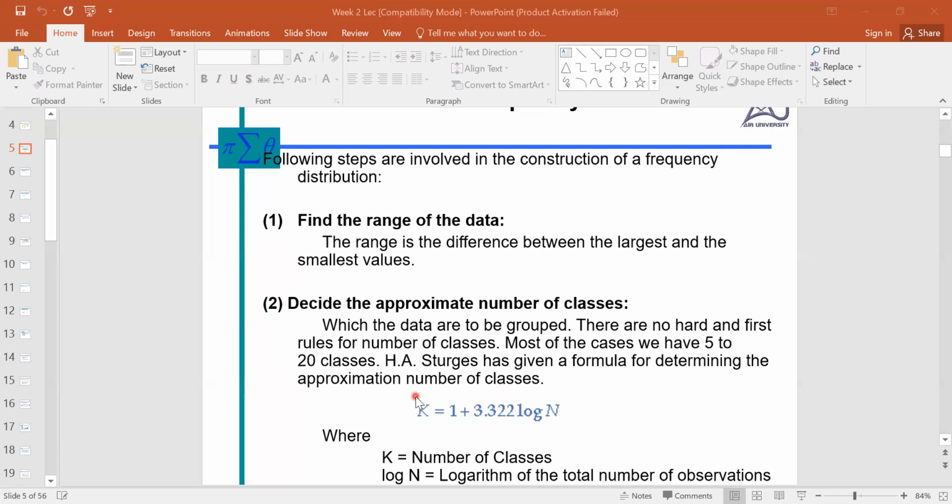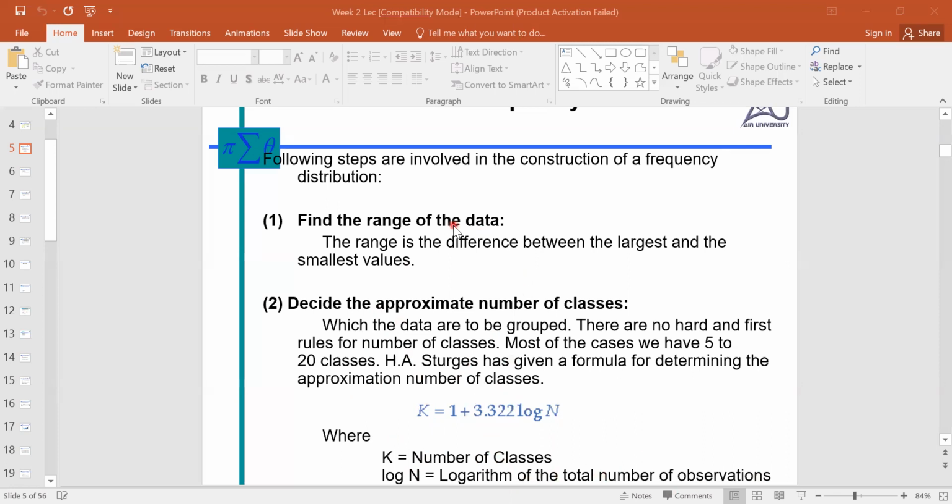There is a rule of thumb, and by applying this rule, we can easily find a rough guess about the number of classes. If we represent the number of classes with k, then the total number of classes must be 1 plus 3.322 times log of n. Here, k is the number of classes and log of n is the logarithm of the total number of observations.